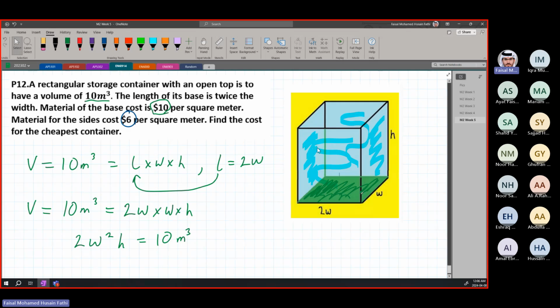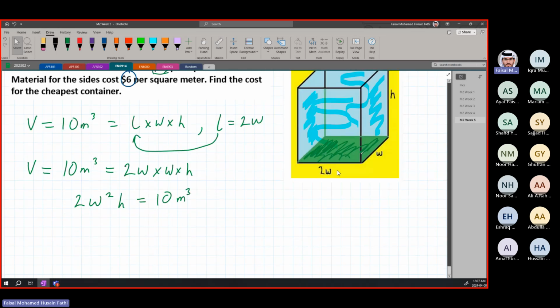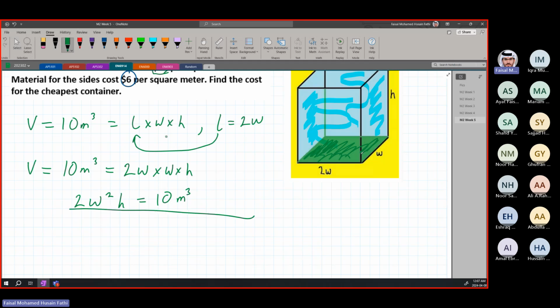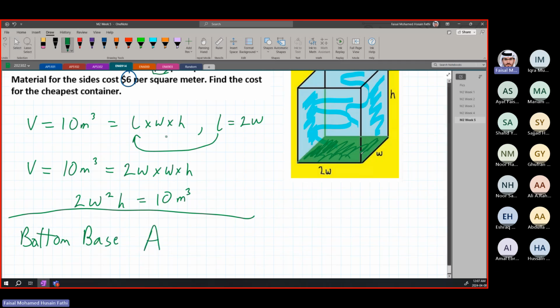Now, what does that mean? These sides, this base. Let's write an equation for each one. These are all areas that we are talking about. If we start with the base at the bottom, the area of it, AB I'll call it, is equal to what? 2W times W, right? We just multiply this with this. So it is equal to 2W squared.